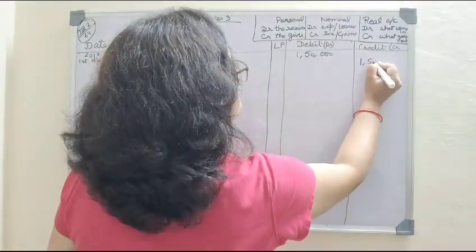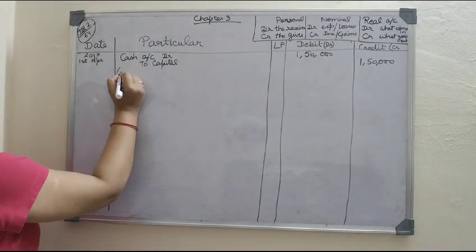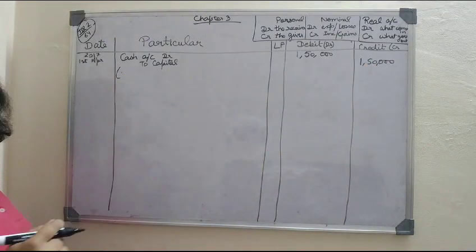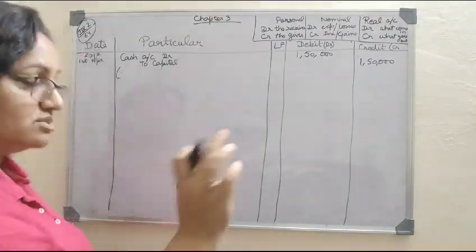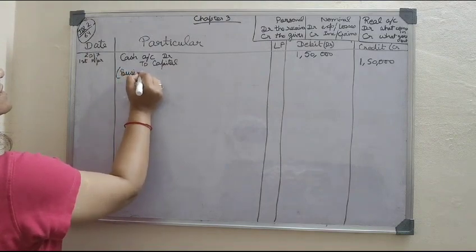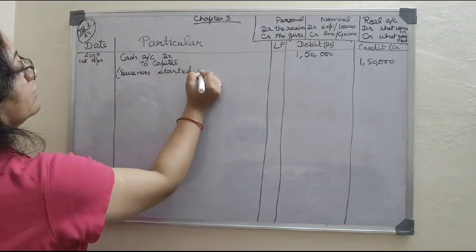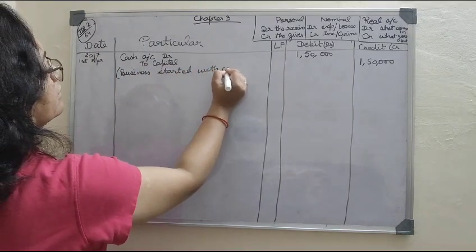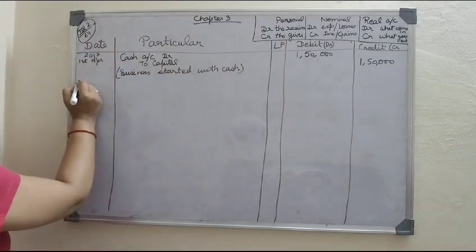And credit we write this way. Okay, this is the way to write. And over here, narration we will write. You remember narration is what? A small description of the transaction, right? So, business started with cash. Right? So everybody knows whenever business is started, so it is called the capital.